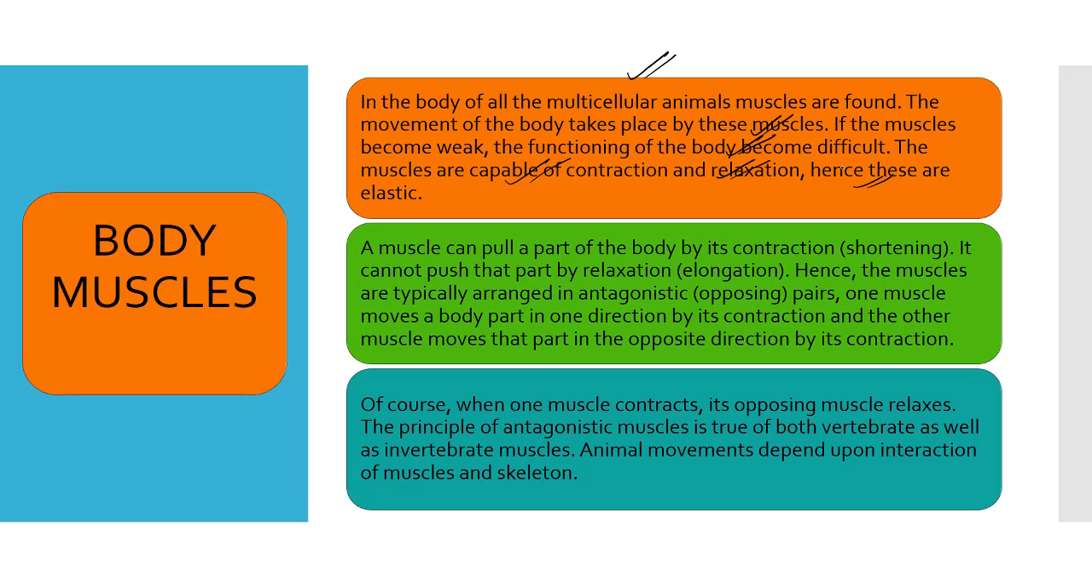Hence, the muscles are typically arranged in antagonistic opposing pairs like flexion and extension, pronation and supination, adductor and abductor. One muscle moves the body part in one direction by its contraction, and the other muscle moves the body part in the opposite direction by its contraction. Of course, when one muscle contracts, its opposite muscle relaxes. The principle of antagonistic muscles is true for both vertebrates as well as invertebrates. Animal movements depend upon interaction of muscles and skeleton.